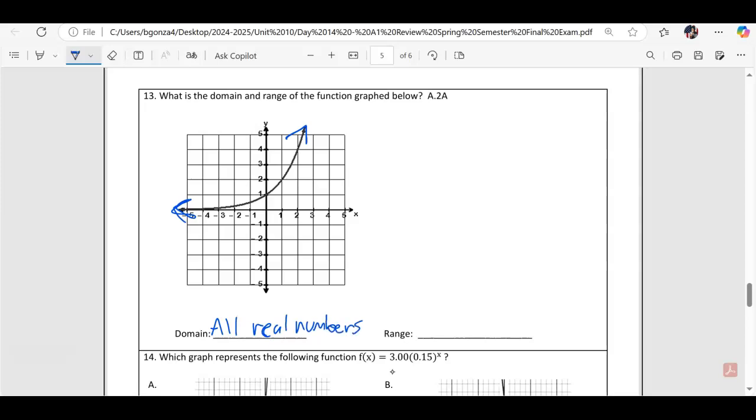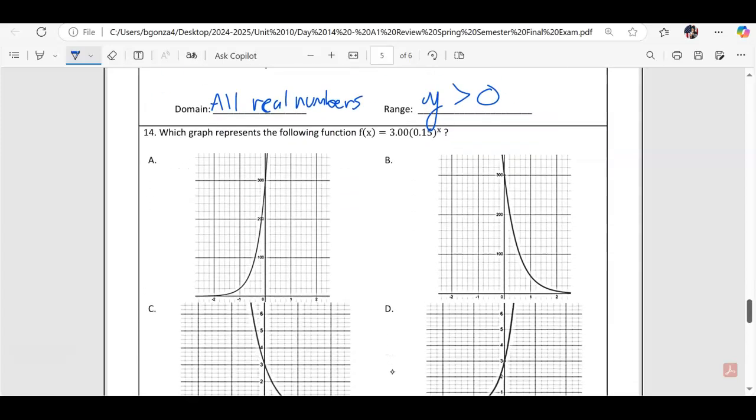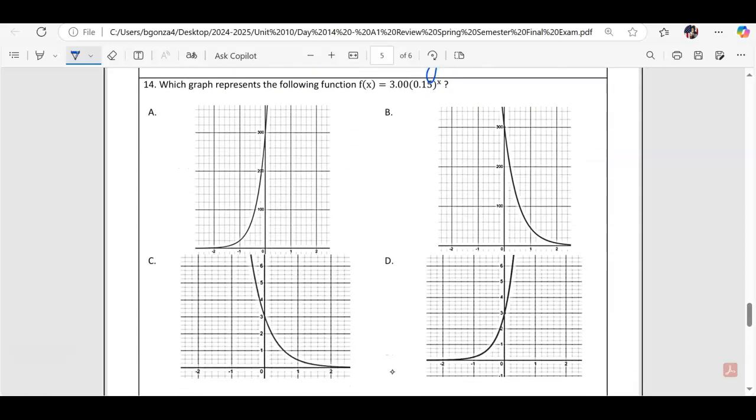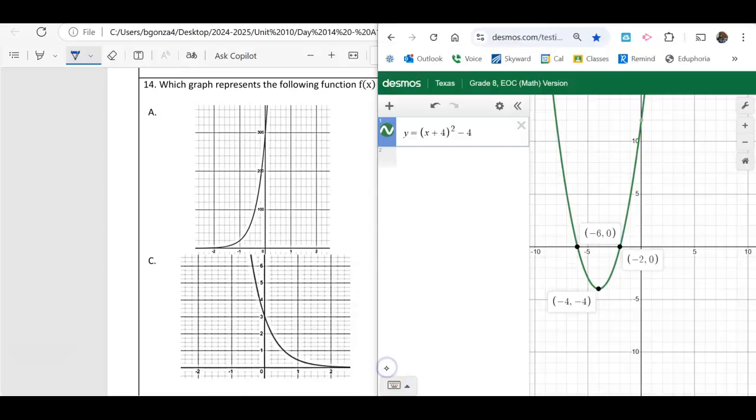Now the range, this does not cross this line, right? So there's an asymptote at y equals 0. It doesn't touch 0. So that means the y value is going to be greater than, it's going up, not equal to 0. Okay? Well, which graph represents it? Let's graph it.